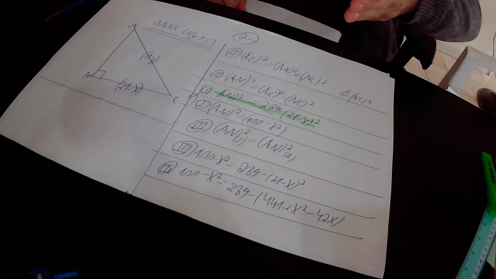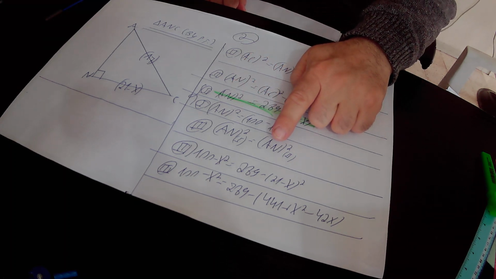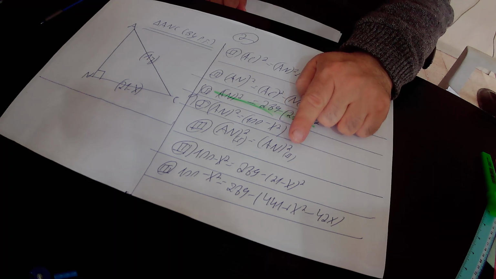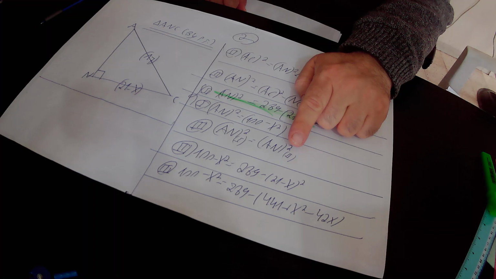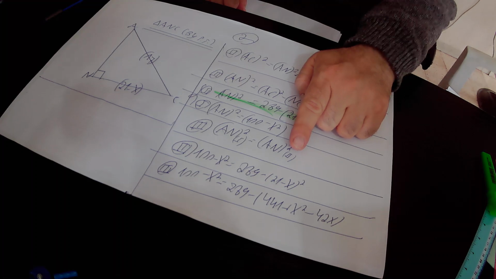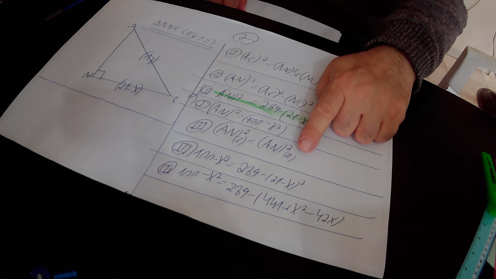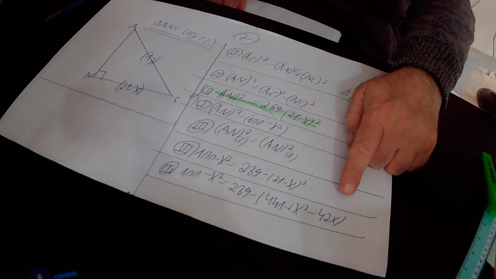So according to equation 3, we found that 100 minus x squared equals 289 minus (21 minus x) squared. We open the brackets of (21 minus x) squared and find that (21 minus x) squared equals 21 squared, that is 441, plus x squared minus 2 times 21 times x, that is minus 42x.